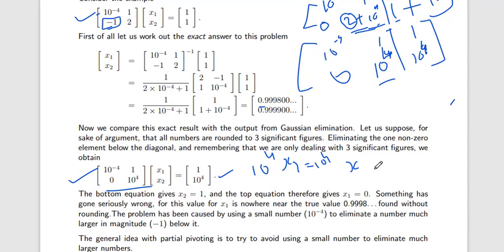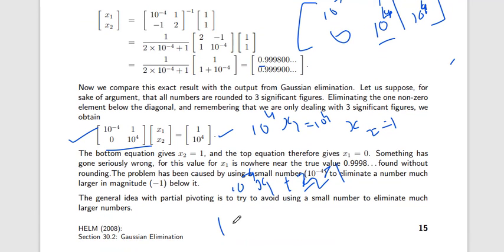So we will get the answer x2 is equal to 1. Now we will put it in the first equation. What is the first equation? 10 raised to minus 4 x1 plus x2 is equal to 1. Now here x2 is equal to minus 1. So 10 raised to minus 4 x1 minus 1 is equal to 1.